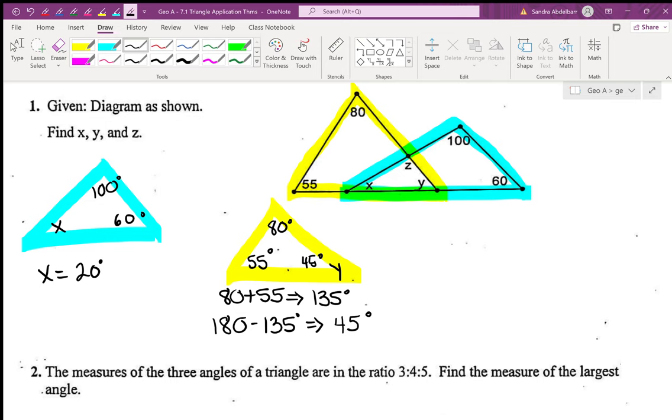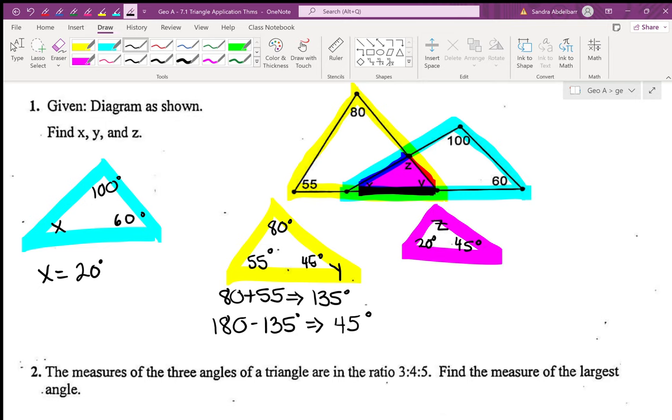All right, now we need to find z. How am I going to find z? Do you all see this little purple triangle? Before it was x, y, and z, but didn't we already find values for x and y? So now we're going to use the purple triangle. We know x is 20. We know y is 45. And we have to find z.